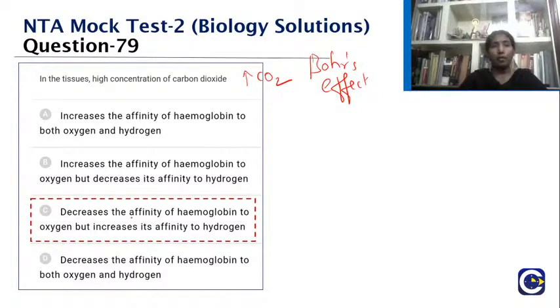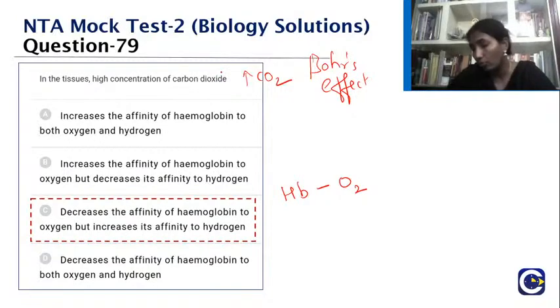So what is happening in the Bohr effect? Whenever the carbon dioxide concentration is more, it will decrease the affinity of hemoglobin for oxygen. So what is going to happen? More carbon dioxide can bind with the hemoglobin. This happens at the tissue level, and that is what we call the Bohr effect. More carbon dioxide, less affinity between oxygen and hemoglobin. That concept you should know. Yes, you are all right.